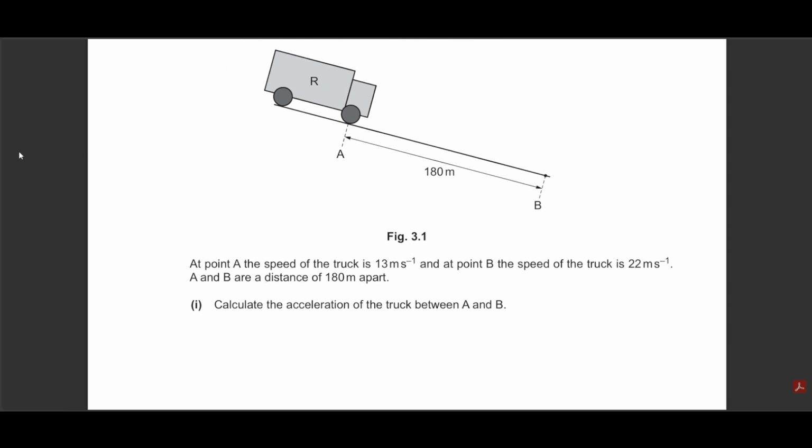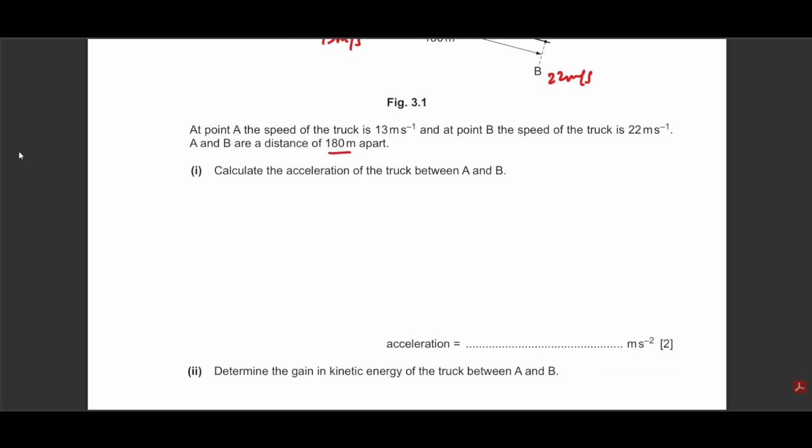He says that the speed of the object is 13 meters per second at this place and 22 meters per second at this place. They're 180 meters apart. Calculate the acceleration. Very straightforward. So v square equals u square plus 2as.